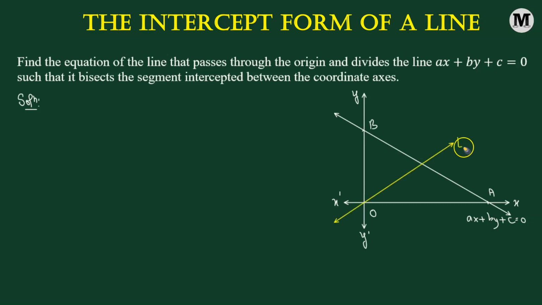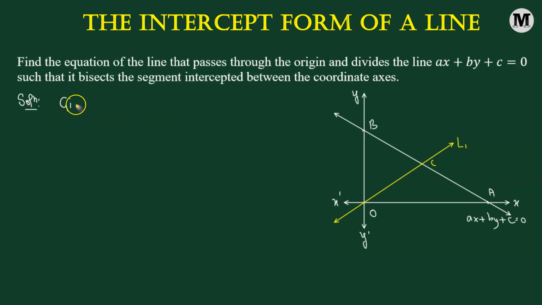So let us suppose that the line L1 passes through the origin and bisects AB, and let's say it bisects it at the point C. So our goal will be to determine the equation of the line L1. So our first task will be to determine the coordinates of point A and point B.